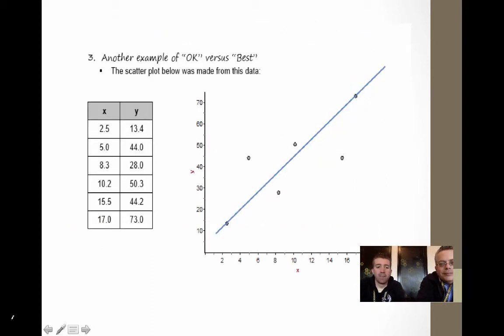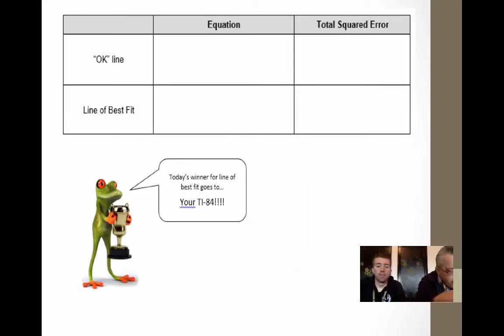Another example of okay versus best. The scatter plot below was made from this data, and that's an okay line. We're going to compare the squared error from that line with the very best line. For the okay line, what was our equation?